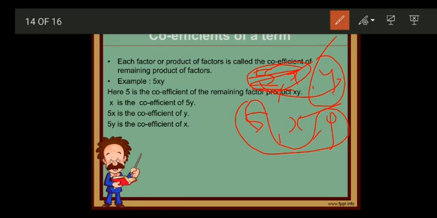Now see, each factor or product of factors is called a coefficient. So if you take 5, that will be a coefficient, or you can take the product of factors 5x, that will be the coefficient of the remaining product of factors. So when you take a factor or product of factors, that will be a coefficient of the remaining factors.